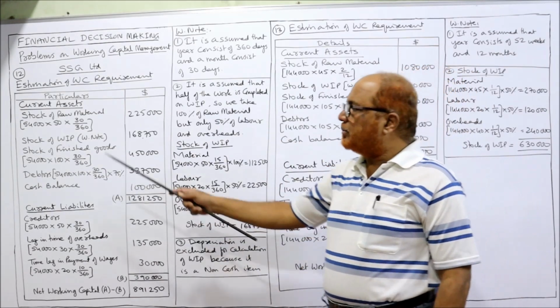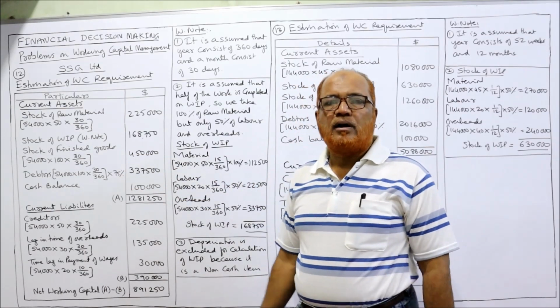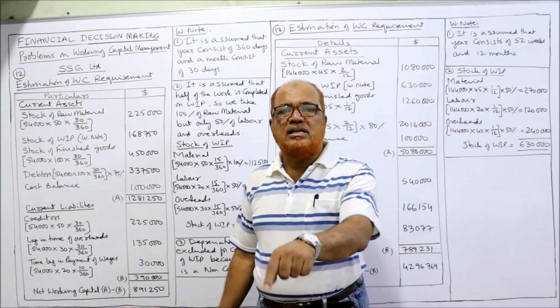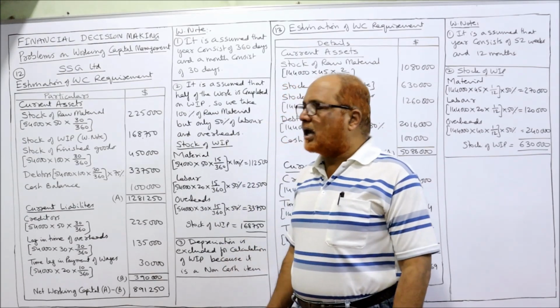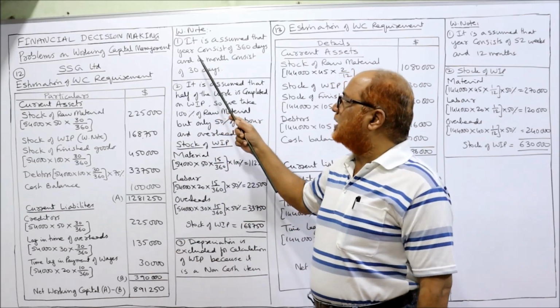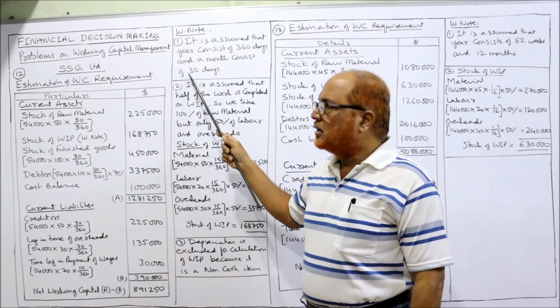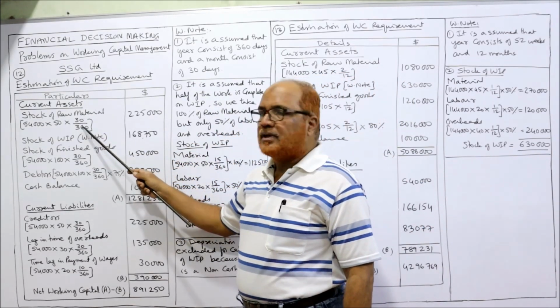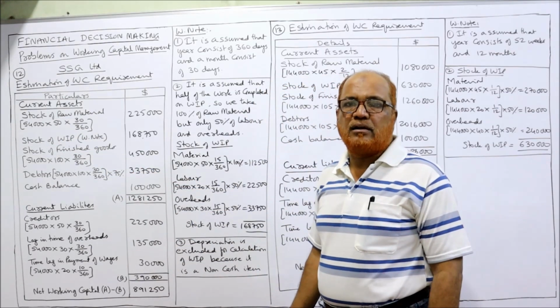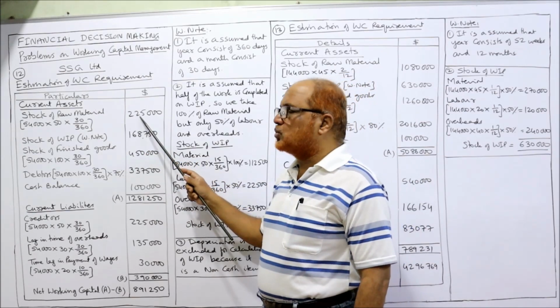That's all. Now I am coming to the main solution. Current assets. Stock of raw material. It is given in the problem: the raw material are held in stock for 1 month. 1 month means we have assumed 30 days, right? So 30 by 360. So 54,000 units into 50 rupees per unit of material into 30 by 360, 2 lakh 25,000.